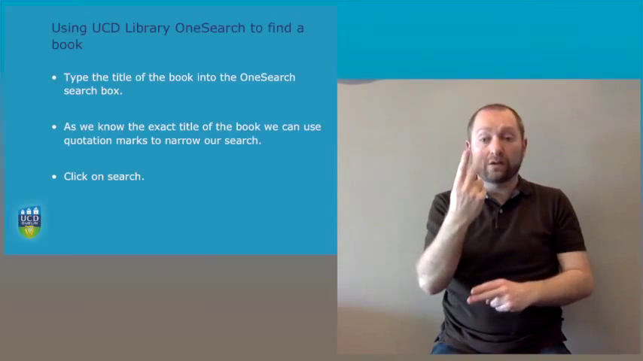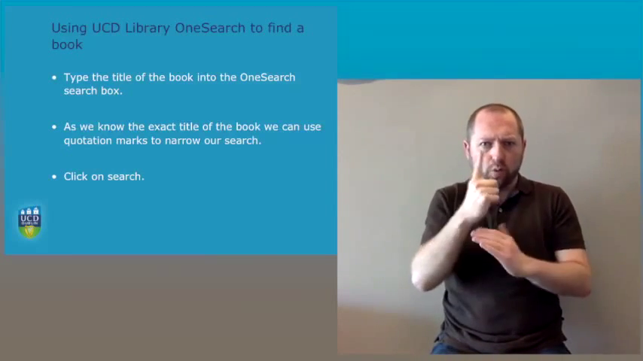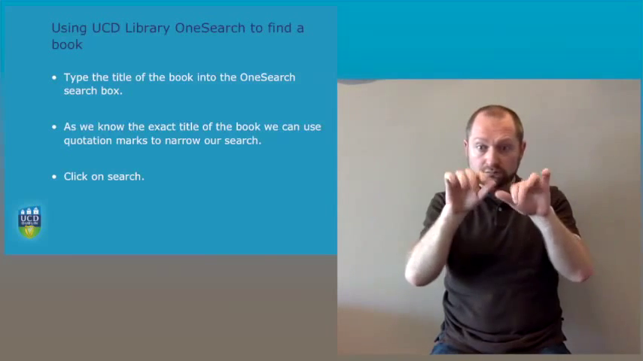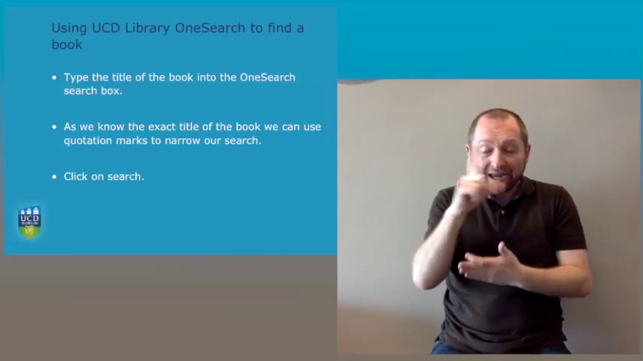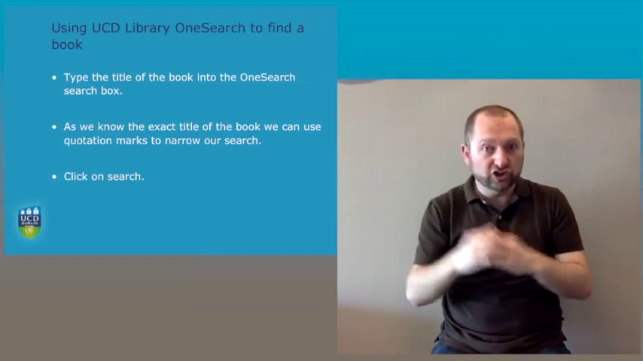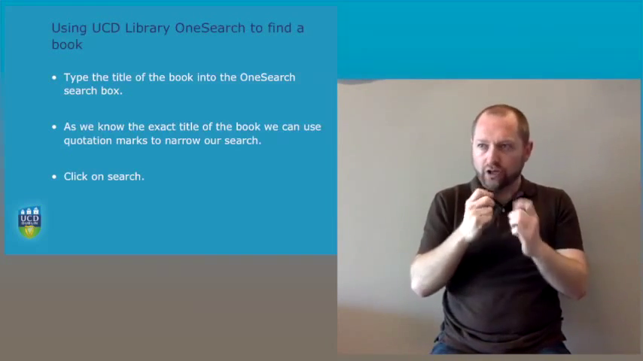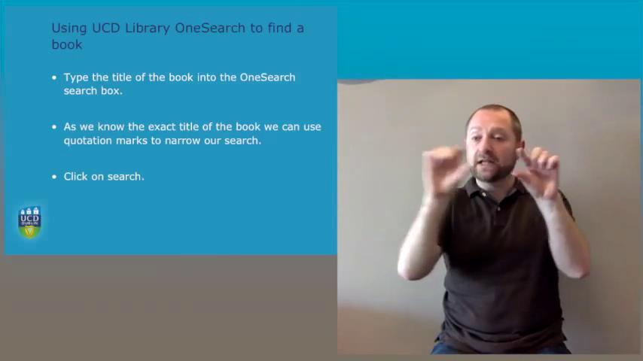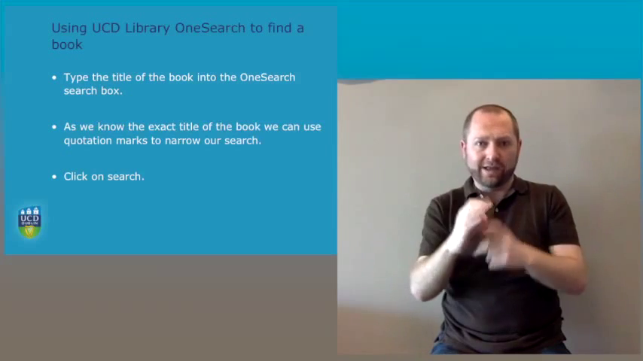So in order to find a book using the OneSearch search box, you need to type the title of the book into the search box. If you know the exact title of the book, you can use quotation marks to narrow your search. And this means that you won't get as many irrelevant results. Once you've typed the title of the book into the OneSearch search box, you click on search.